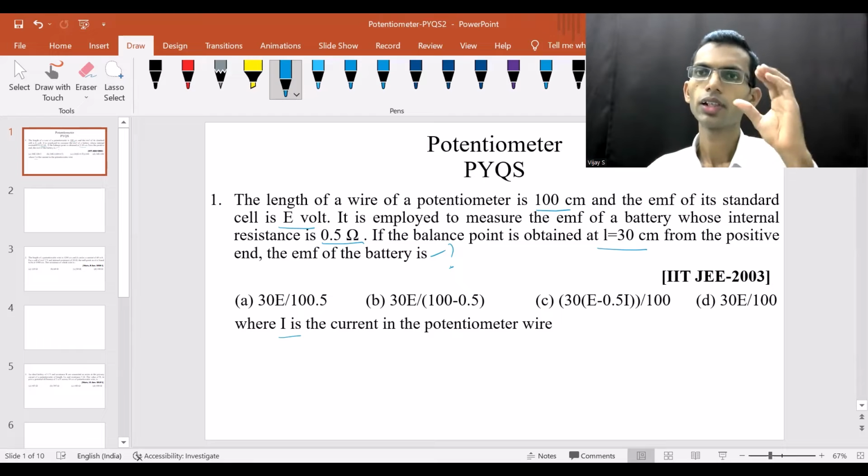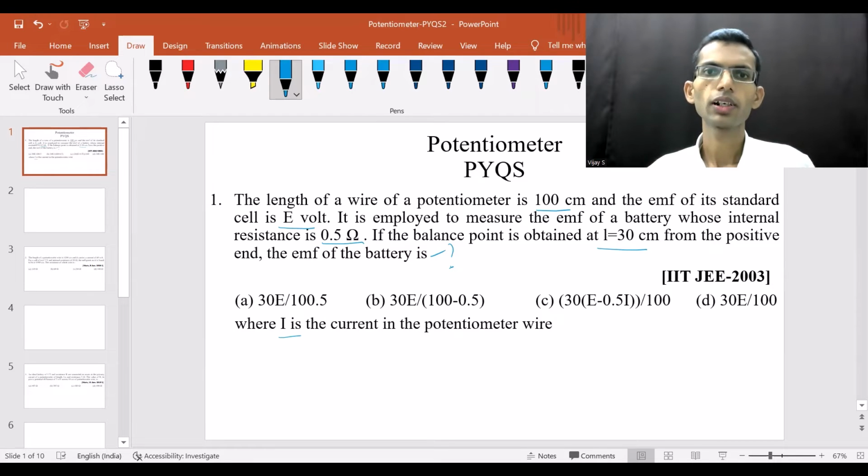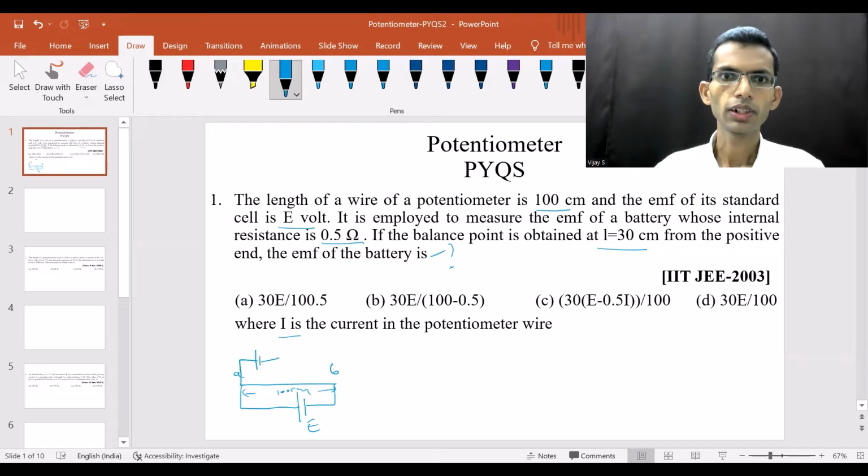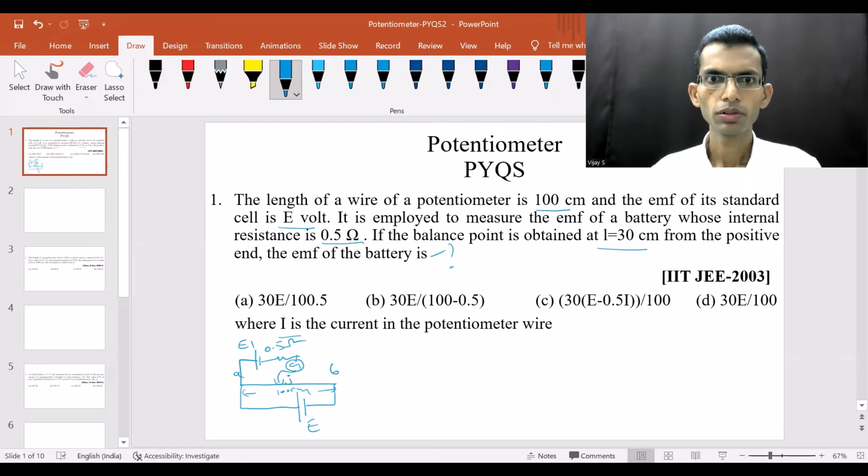The potentiometer circuit for this problem can be drawn like this. So this is the potentiometer wire. This is the standard cell. He gave its EMF as E volts. He gave its length, 100 centimeter. Let us say E1 is the battery EMF, and 0.5 is its internal resistance. He gave the current in the potentiometer wire as I.